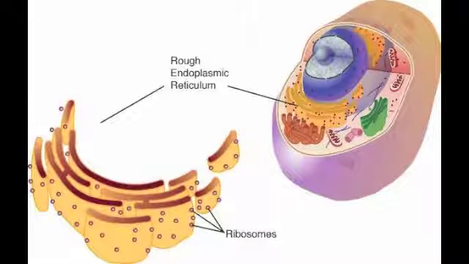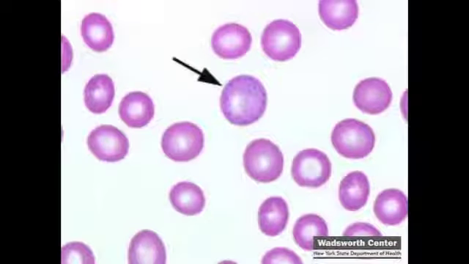Ribosomes are the organelles that assemble proteins for the cell. They are made of rRNA and protein to synthesize proteins. Some are on the rough ER and are called bound ribosomes. Others float freely in the cytoplasm and are called free ribosomes.